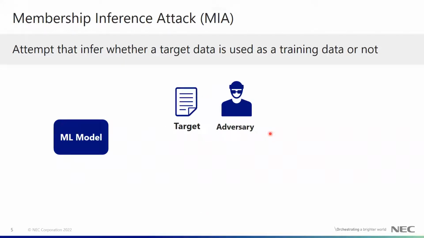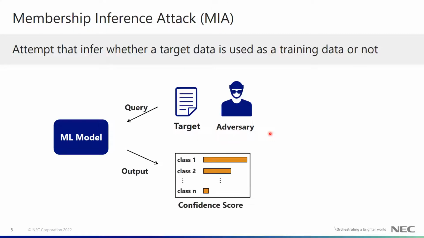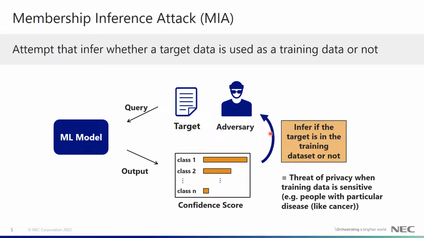A specific threat is the membership inference attack, which is an attempt to infer whether a target data is used as training data or not. The adversary queries the target to a machine learning model to get the output confidence score, observes it, and infers if the target is in the training dataset or not. Such leakage of membership information can be a threat when training data is collected from a sensitive domain, like patients of cancer.